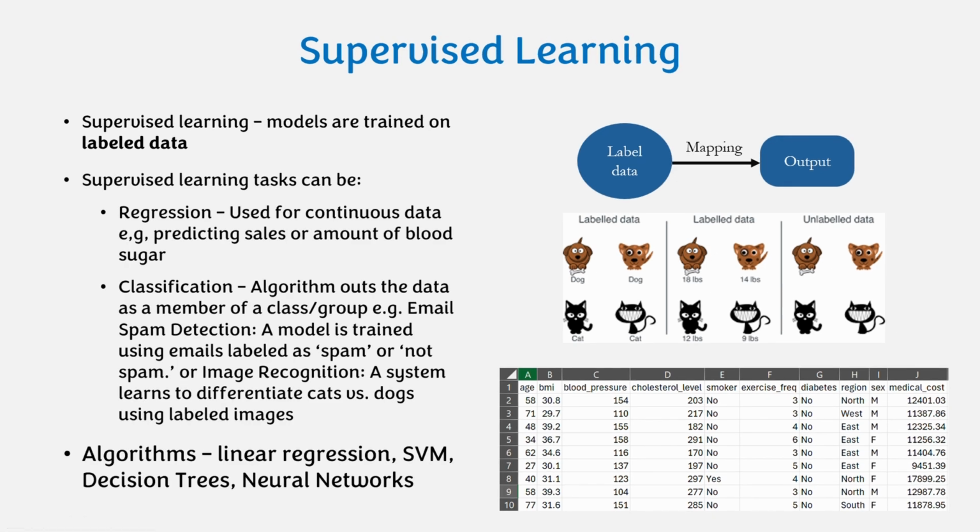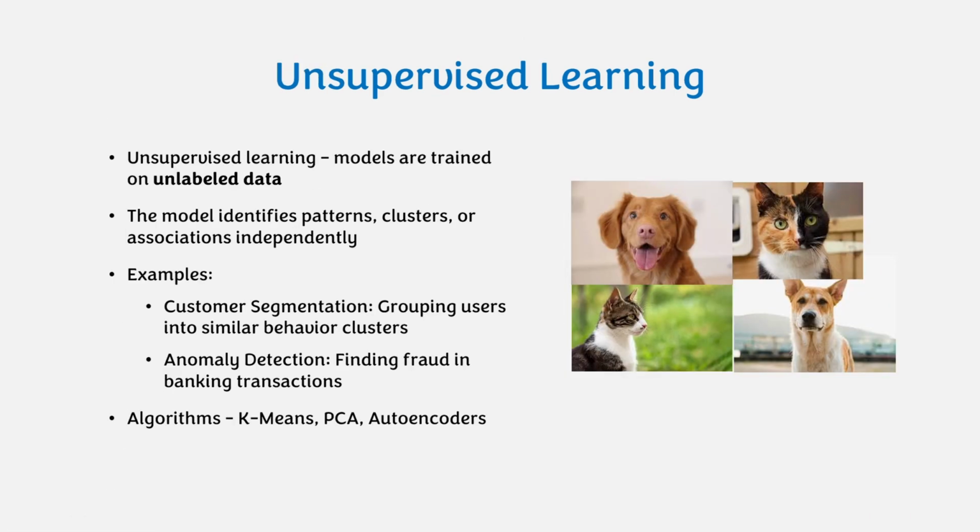In supervised learning, the tasks can be either regression, where it's used for continuous data, e.g. predicting sales or the amount of blood sugar in the body, or it can be a classification task where the algorithm tries to determine whether a member is of a class or a group. For example, spam detection of an email, or even using images trying to classify whether it's a dog or a cat. Examples of algorithms are linear regression, support vector machines, and decision trees.